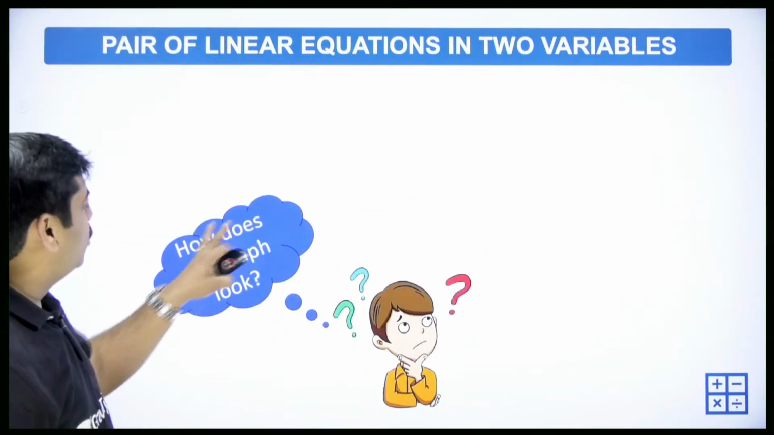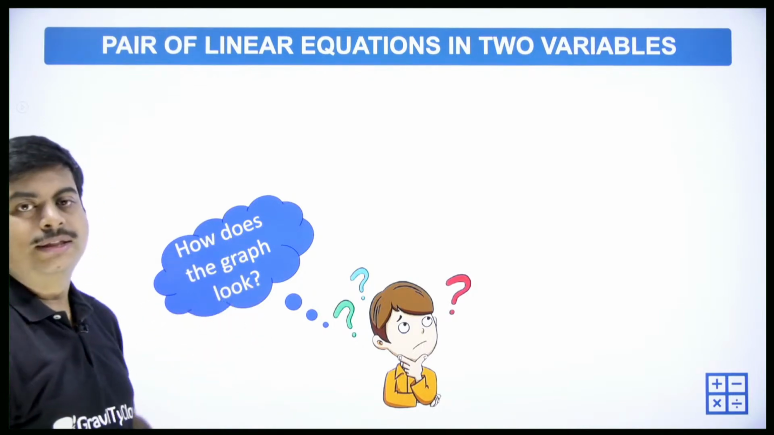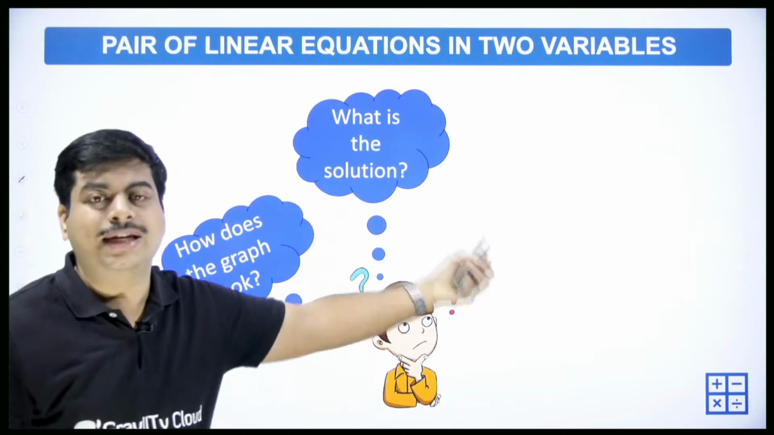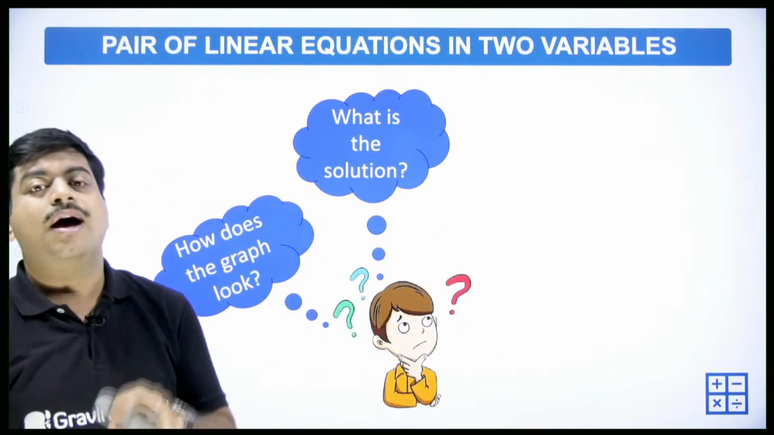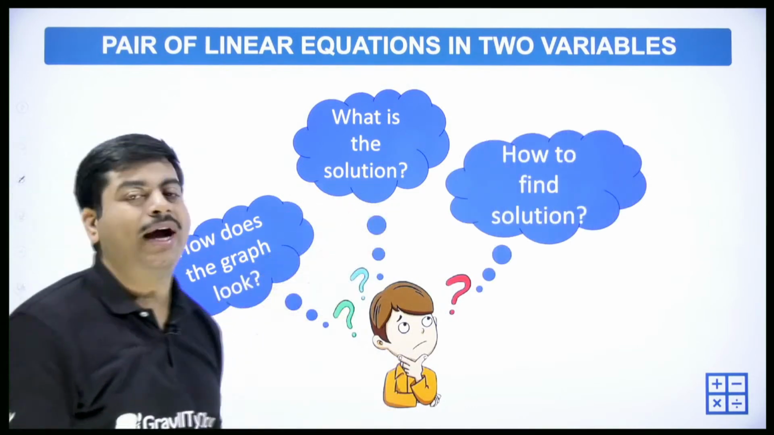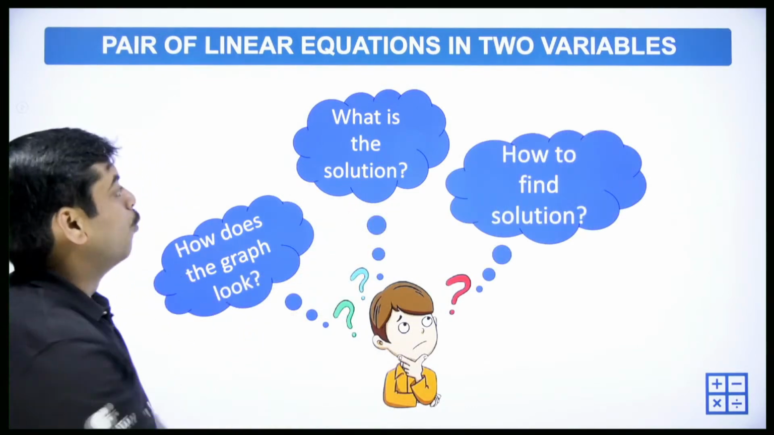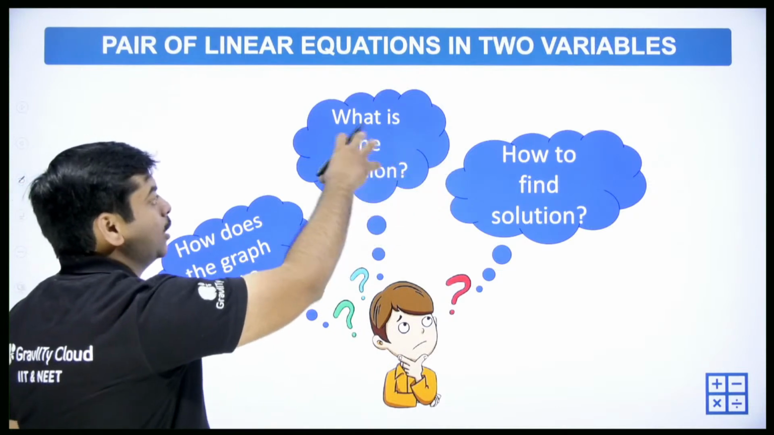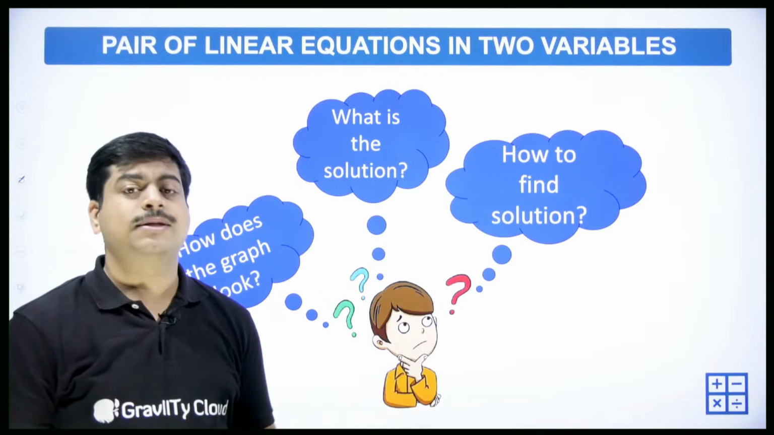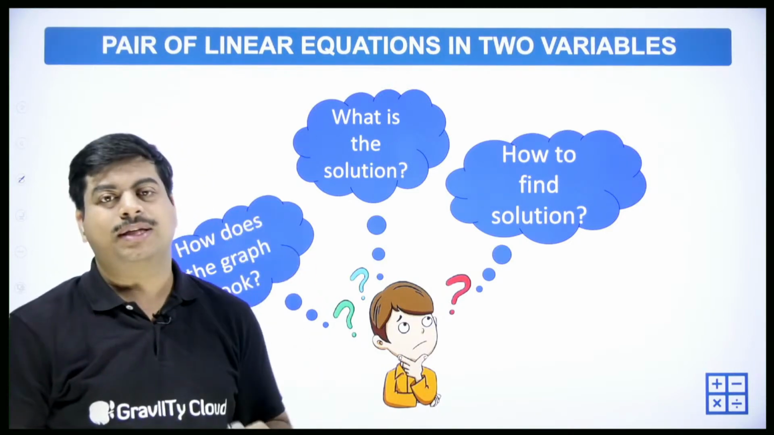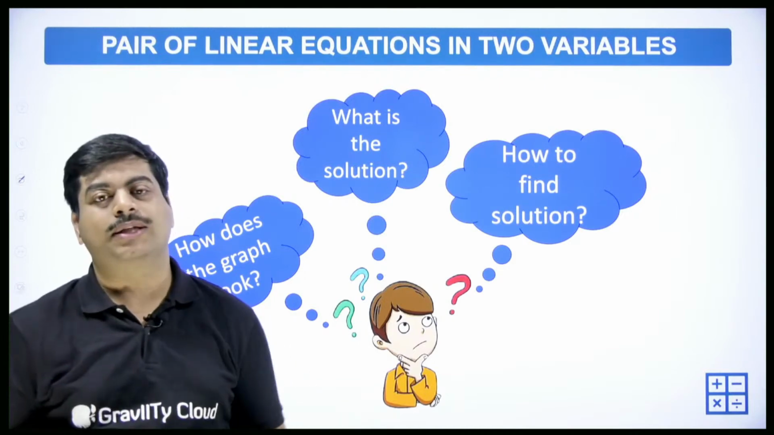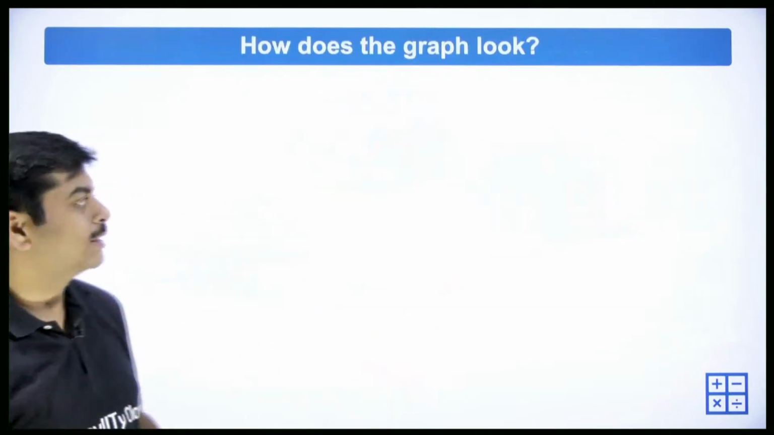So how does a graph look? Straight line, we know that. What is a solution we need to solve? In today's class, we're going to discuss how to solve a pair of linear equations and how to find the solution. What is a solution and how to find it? Sometimes it may have one solution, sometimes infinite solutions, and sometimes the pair of equations may not have any solutions. Based on all these, we're going to discuss.